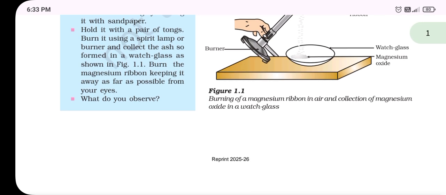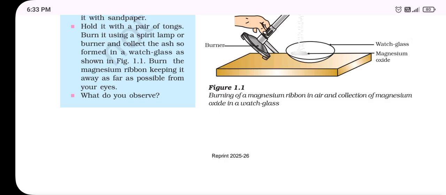It says hold it with a pair of tongs. Burn it using a spirit lamp or a burner and collect the ash.